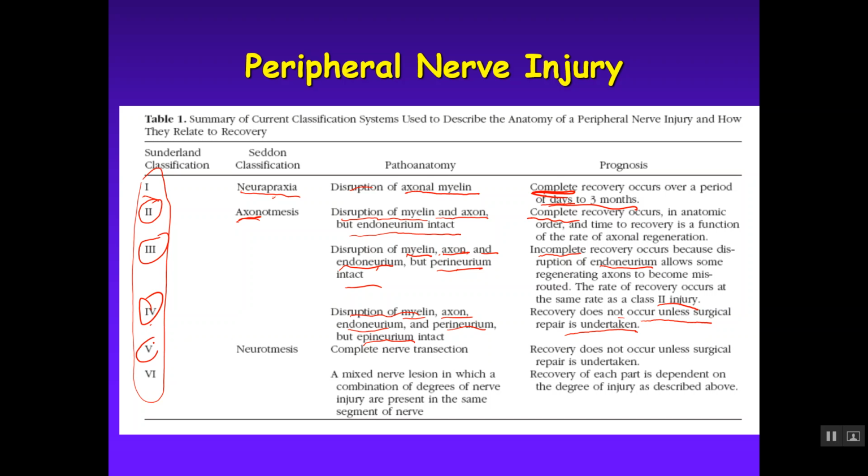Then a level 5 is what's called a neurotmesis. A mesis is like a severing or a disconnection. Like an axonotmesis is where the axons are actually damaged inside, but they're still within their sheaths. This is a neurotmesis. The nerve is actually totally disrupted. So, complete nerve transection. Recovery does not occur unless, again, surgical repair is undertaken with a neurotmesis.